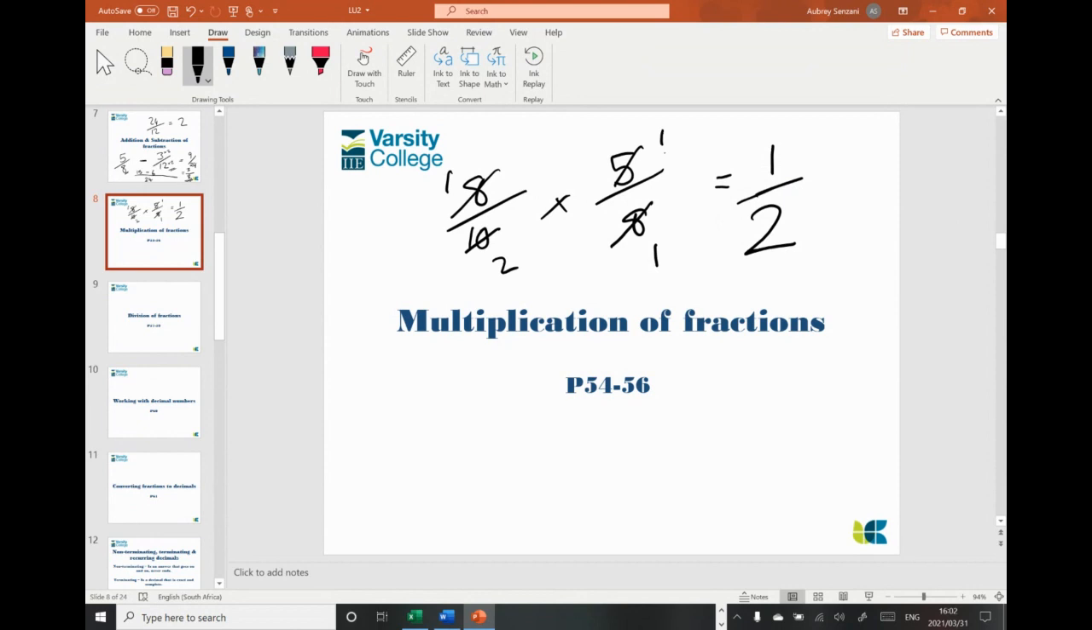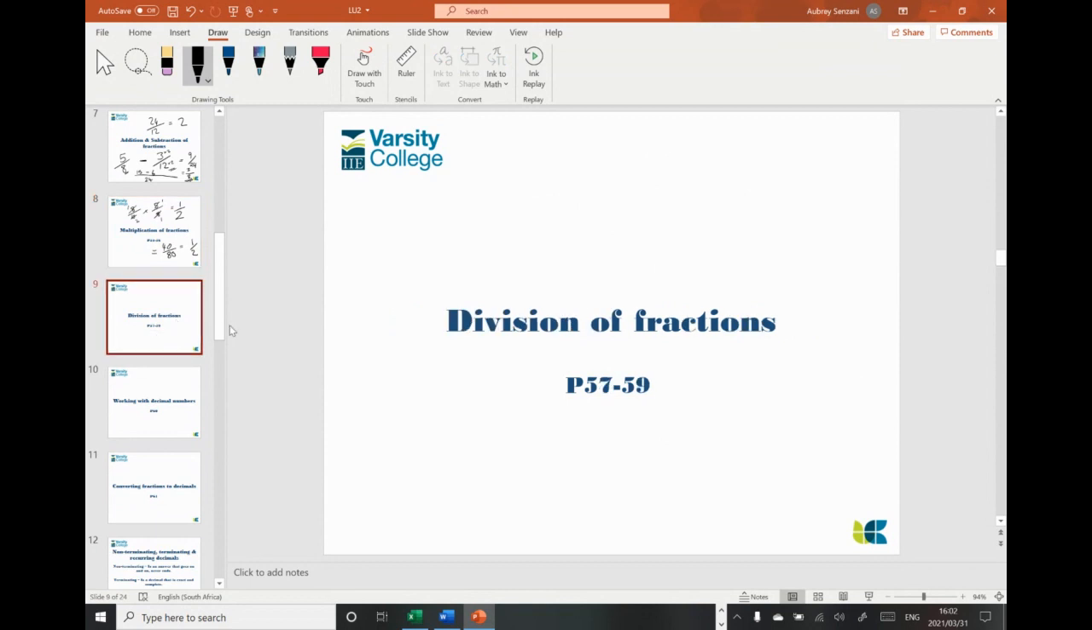Alternatively, you can multiply first and then simplify thereafter. So 8 times 5, we get 40. 8 times 10, we get 80. But then again, we need to leave it in its simplest form. So 40 into 40, you get 1. 40 into 80, you get 2. So it's just easiest to simplify immediately as opposed to doing it later. So that is your multiplication.